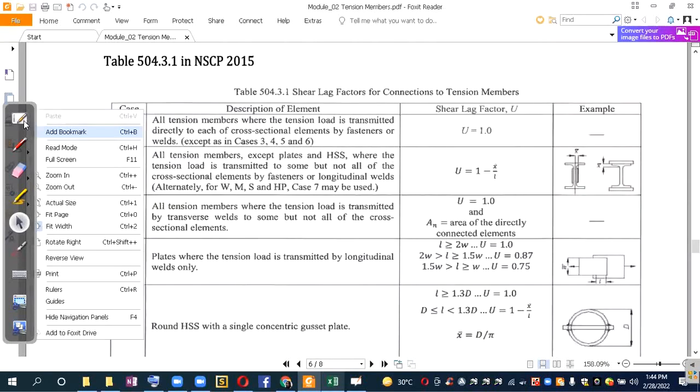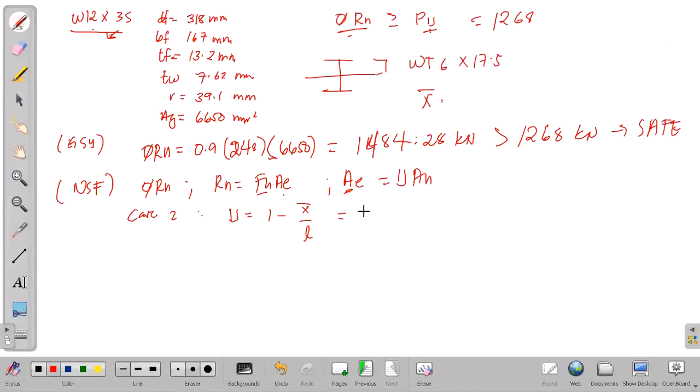So, balik ulit tayo sa solution natin. X bar, ilan yung X bar natin? 33. Tama? 33 ba yung nakikita natin kanina? Yes, ma'am.